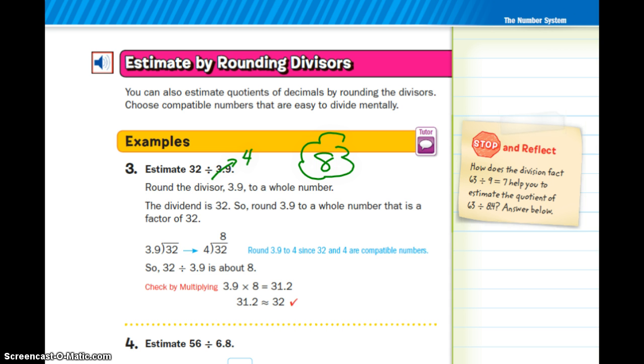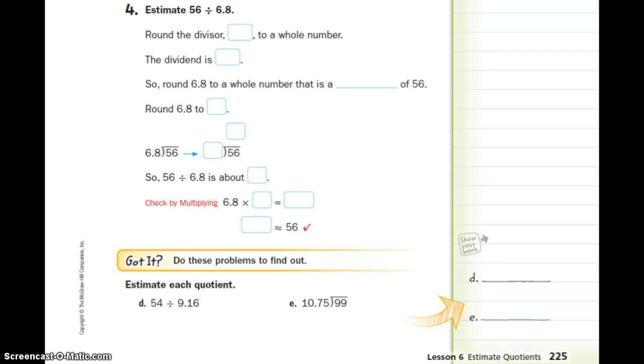Let's look at number 4. In number 4, we have 56 divided by 6.8. So we're going to round 6.8 to 7. 56 divided by 7 is approximately 8 again. The dividend is 56. Don't you love all of this math here just for figuring out that our answer is approximately 8.